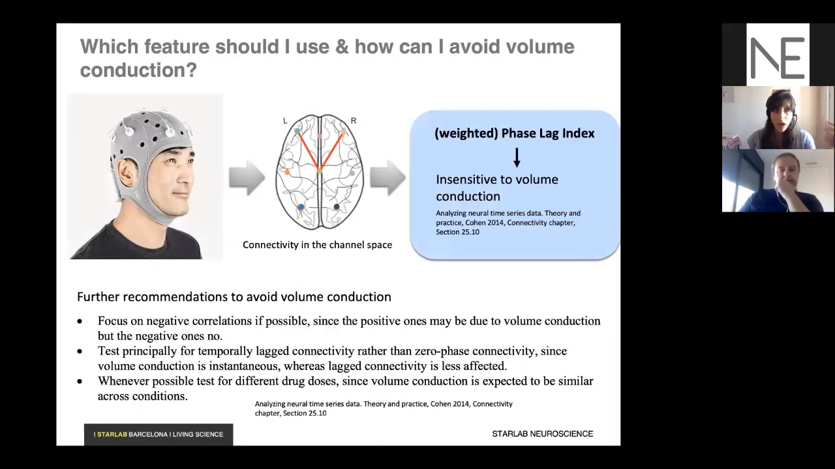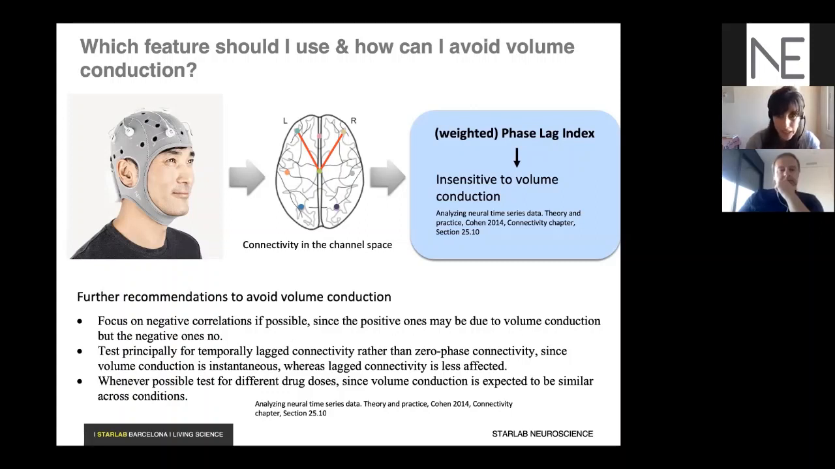Since we are going to focus more on the channel space connectivity, this would apply for people who would use, for example, an OBO8, because anyways, with an OBO8, you would have too few channels to find the sources, to identify the sources. But then if you really want to see what is happening in terms of connectivity, the best way to do that would be in the channel space. So it looks like the best metric to use would be the phase lag index, which is insensitive to volume conduction, according to Cohen's book, published in 2014, Analyzing Neural Time Series Data.